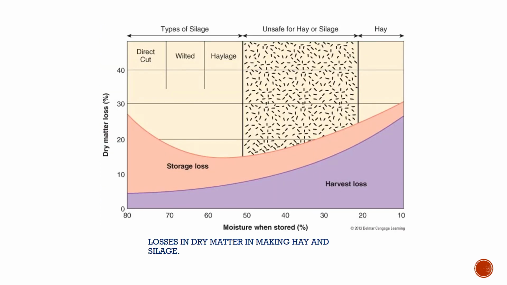All right, so this is just a graph that shows you the loss in dry matter in making hay and silage. Silage is where we cut up different crops, make it very fine, and add some different wet matter to it. You can see by this that we have a lot more storage loss compared to harvest loss when we're looking at that dry matter versus the moisture percent as well.